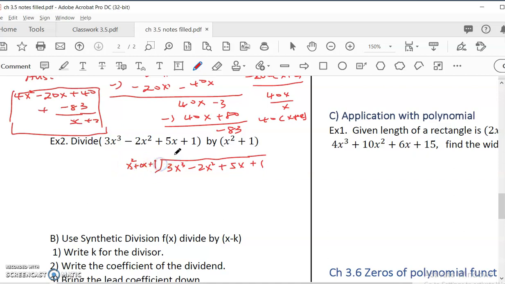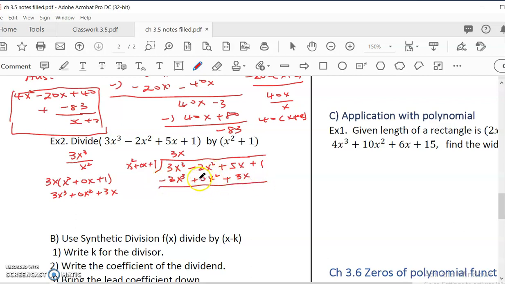Okay. I divide first with first. 3x cubed over x squared is equal to 3x. So this is my estimate quotient. But to actually do a division, you do 3x times x squared plus 0x plus 1. So that would be 3x cubed plus 0x squared plus 3x, right? And you are to subtract.